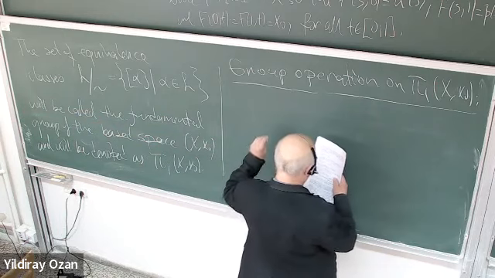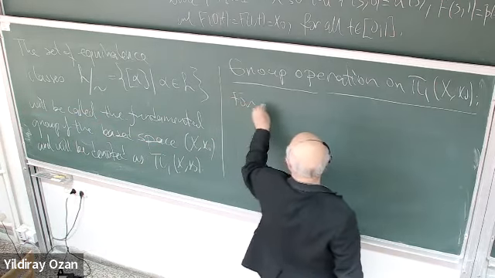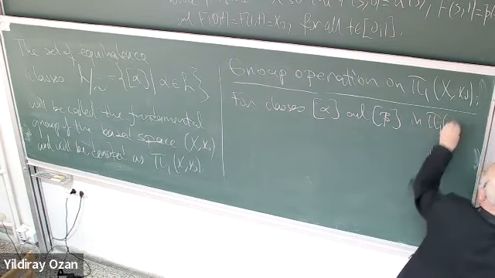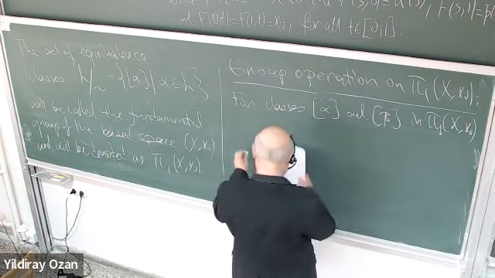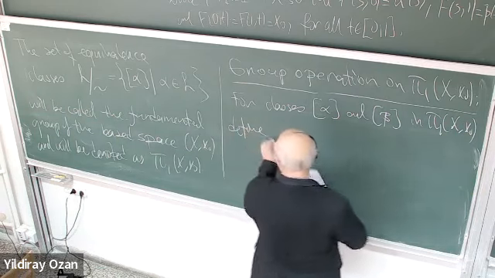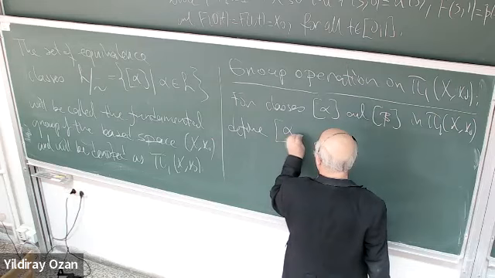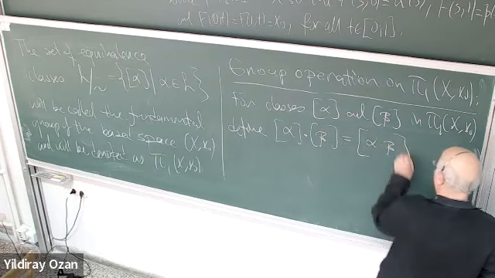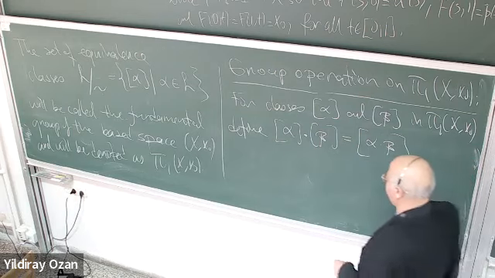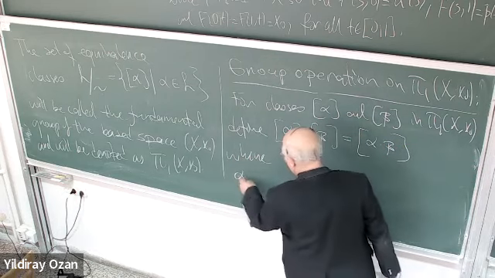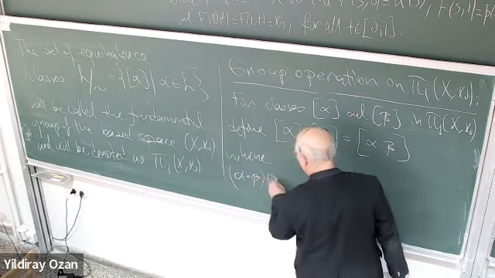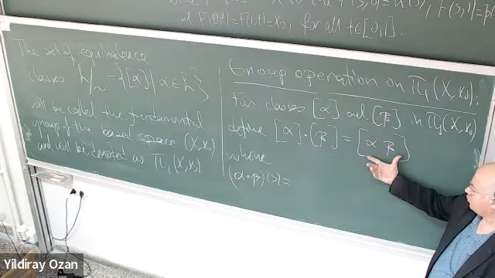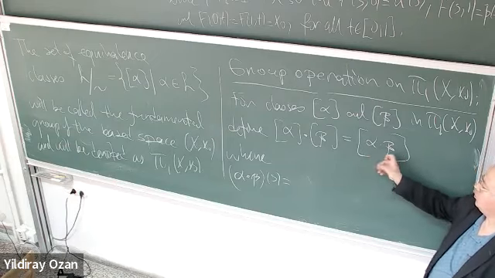Now let's define it. So for classes alpha and beta in pi one x x zero, define alpha beta as alpha times beta, the equivalence class of this gadget, where, so I have to tell you what does this mean, okay, for two loops. Yani alfa klasıyla beta klasının çarpımı alfa çarpı beta'nın klası olacak. Benim size ama önce bu loop'un ne olduğunu söylemem lazım.